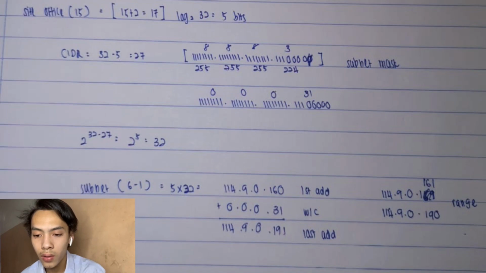And then we just calculate as usual, and then the subnet 6 minus by 1, and we got 5 multiplied by 32, and then we got 114.9.0.160, as the 5 multiplied by 32 is 160. And then we got the first address, the wildcard is 0.0.0.31, and the last address is 114.9.0.191. And then we plus by 1 for the first address, and minus by 1 for the last address. We got the range for the IP address for the subnet site office.